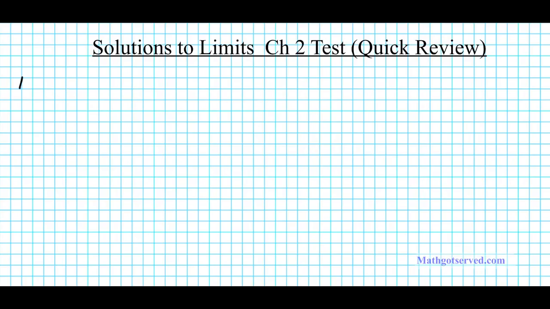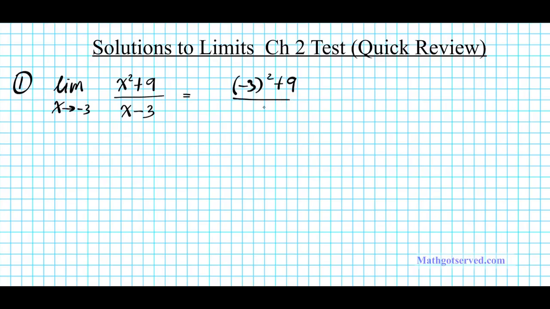All right, let's take a look at question number 1. We're to find the limit as x approaches -3 of (x squared plus 9) divided by (x minus 3). Some students might get tempted to factor the numerator. This is not a difference of squares, so you cannot factor it. We can just substitute directly here, and we'll have (-3 squared plus 9) divided by (-3 minus 3).